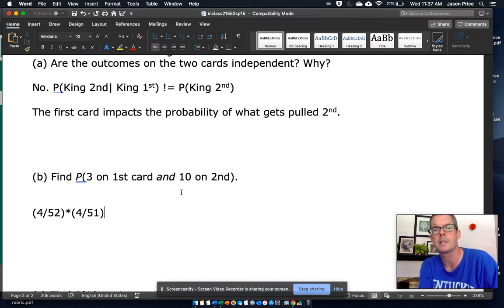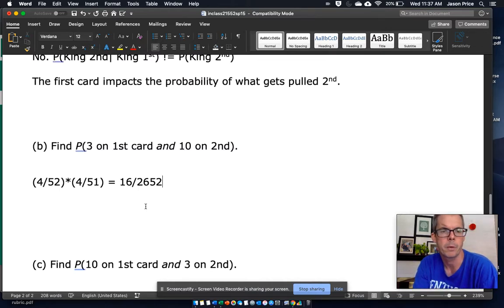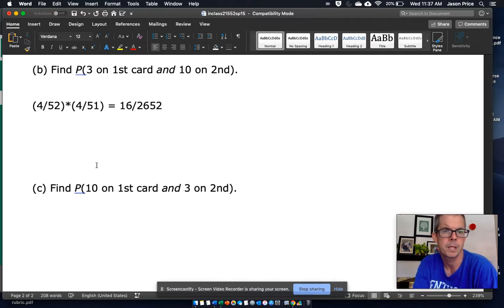The number of wins is 4. There are 4 10s in the deck. The number of ways is 51. I removed a 3 from the deck. So this equals, I think, 16 divided by 2652. And that might simplify, but don't worry about simplifying. WebAssign doesn't care, neither do I.